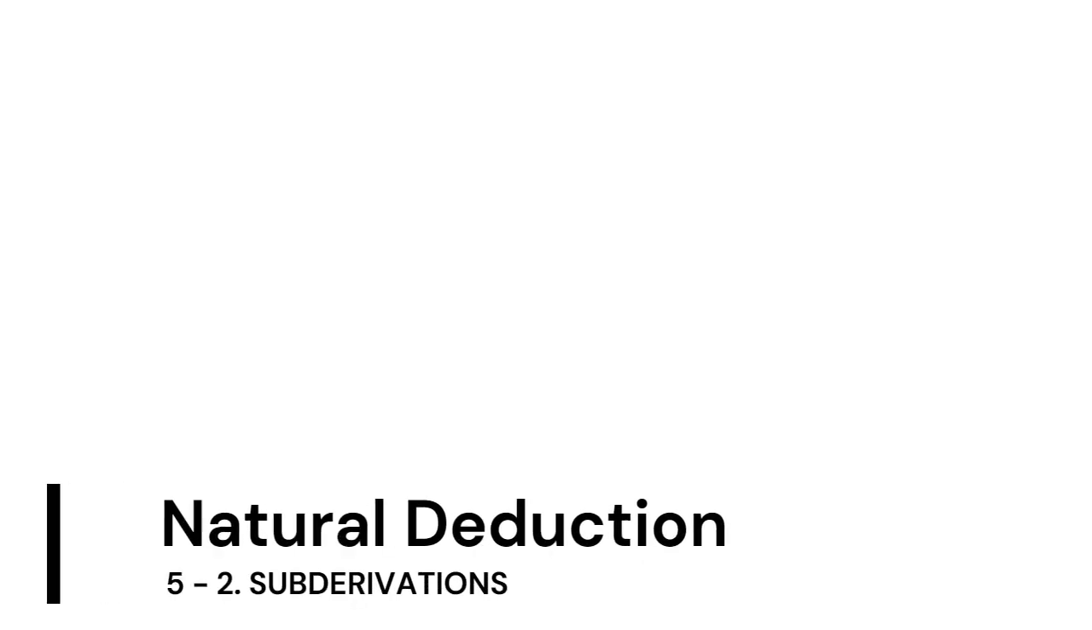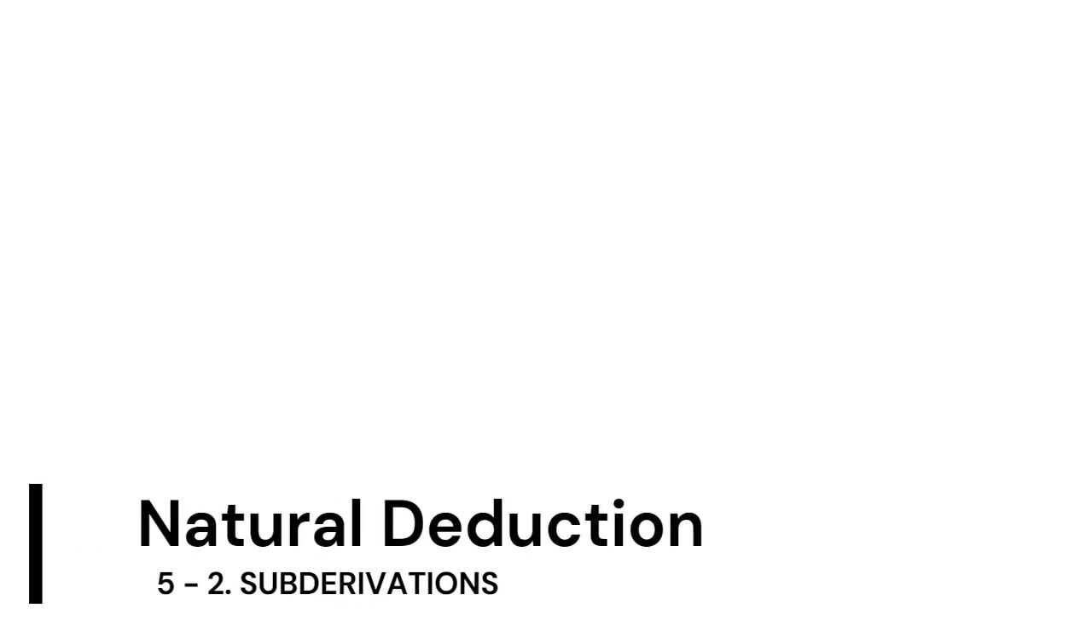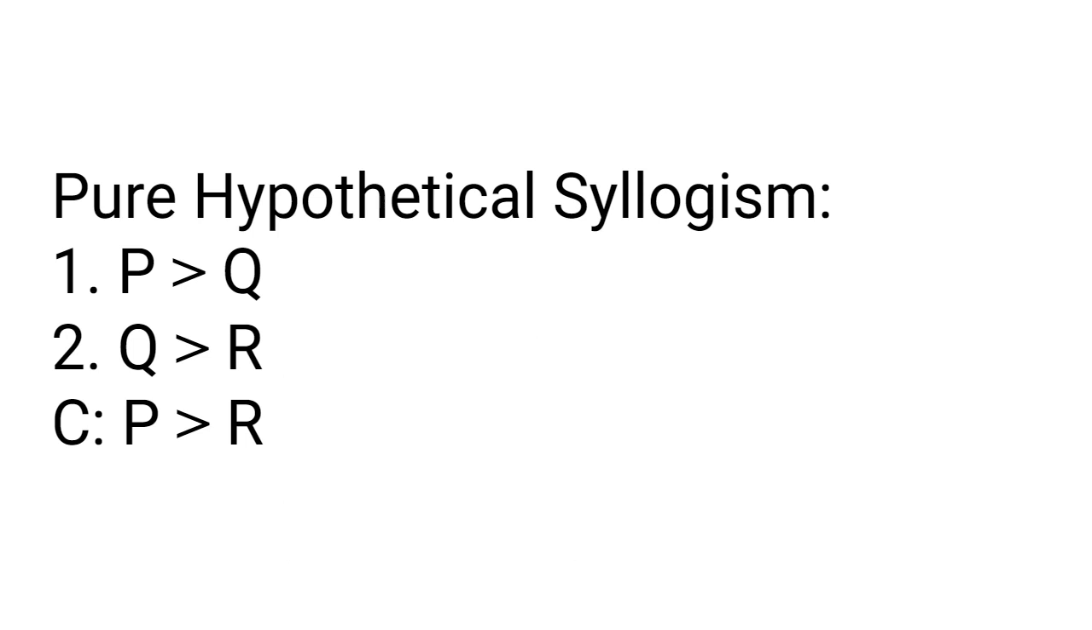Let's work our way up to another valid form of argument, traditionally called the pure hypothetical syllogism. Suppose some kids want to play soccer, but it might have rained last night, and they argue, if P, then Q. If it rained last night, then the grass is wet. If Q, then R. If the grass is wet, then we can't play soccer. By looking at this, it seems obvious that we could conclude, if P, then R. If it rained last night, then we can't play soccer. But we still need to justify it.